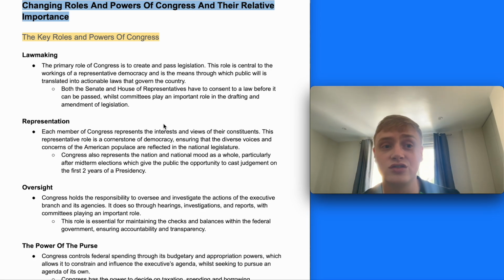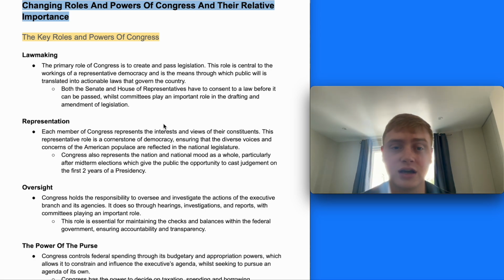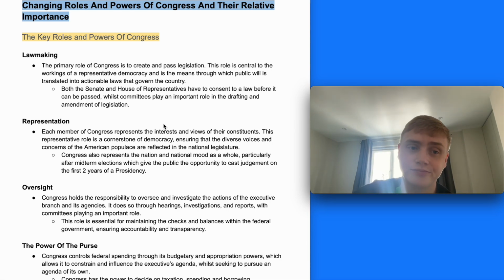This is really central to the workings of representative democracy and the means through which public will is translated into policy. Both the Senate and House of Representatives have to consent to a law before it can be passed, whilst committees play a really important role in drafting and amending legislation.